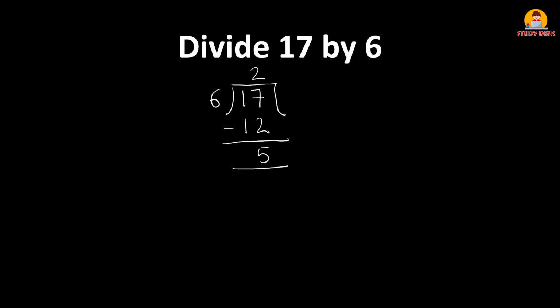Now here, what is dividend? The number that you are dividing, 17. What is divisor? That is the number with which you are dividing. Quotient is the result that you are getting after the division process. And the remainder is the number that is left out after division. So here, 17 is our dividend, 6 is the divisor, 2 is the quotient, and 5 is the remainder.